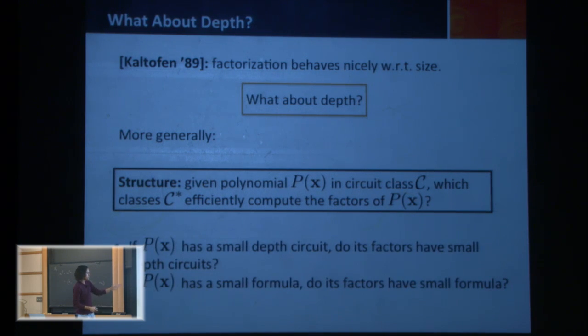So, okay, two specific questions. One was the sparsity one that we just discussed, and another one is if P has a small depth circuit, is computed by a circuit of small depth, do its factors have small depth circuits? So that we don't know. And if P has a small formula, do its factors have small formulas? If you take small just to be polynomial, we don't know. But through standard depth reduction arguments, we have quasi-polynomial blow up for the second bullet.